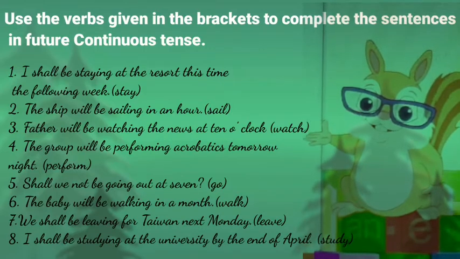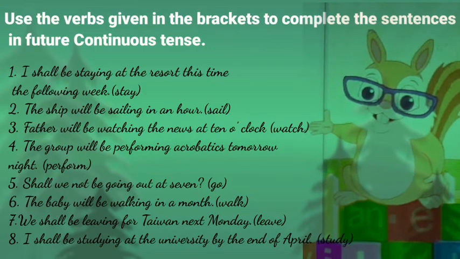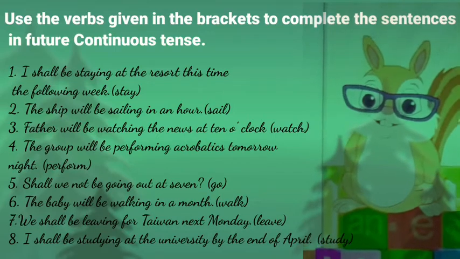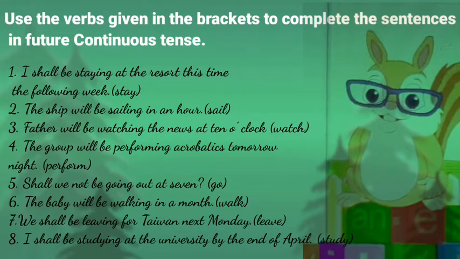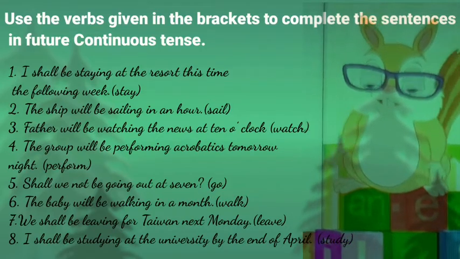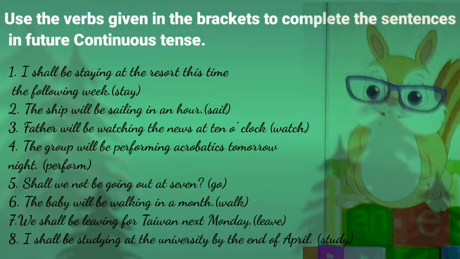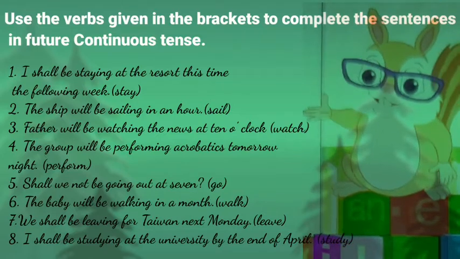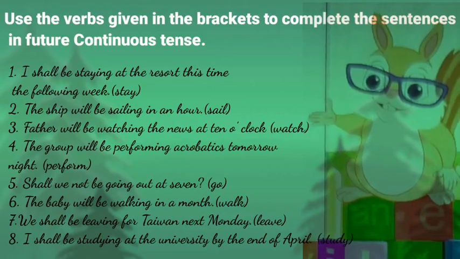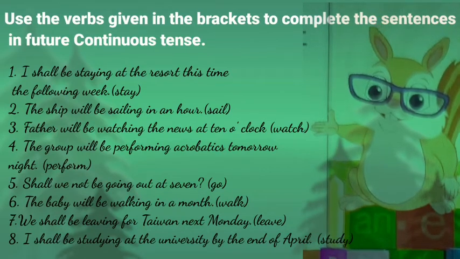First sentence is I dash at the resort this time the following week, and the verb is stay. For stay, we will use ing form. It will be staying, and with I, we will use shall. So the correct answer will be I shall be staying at the resort this time the following week. Come to the next one.